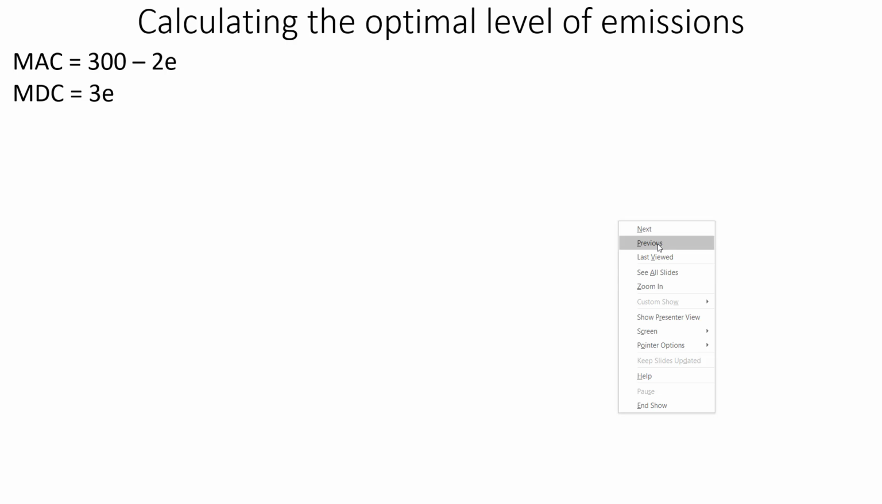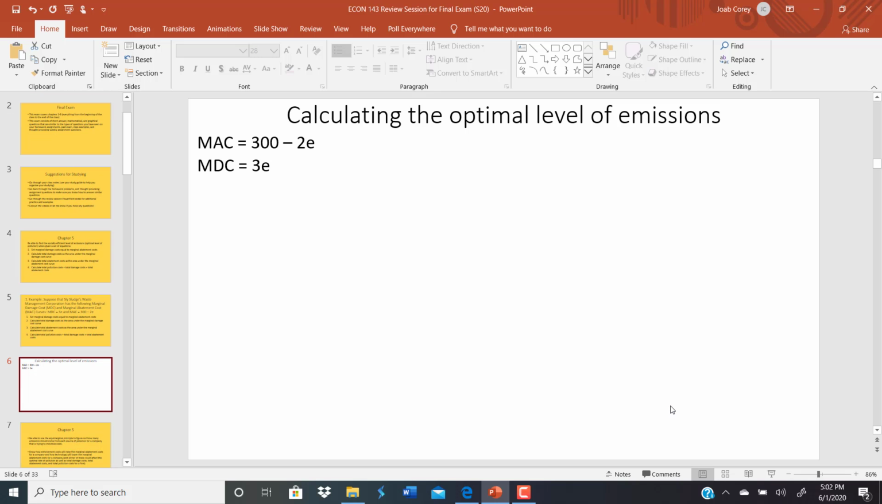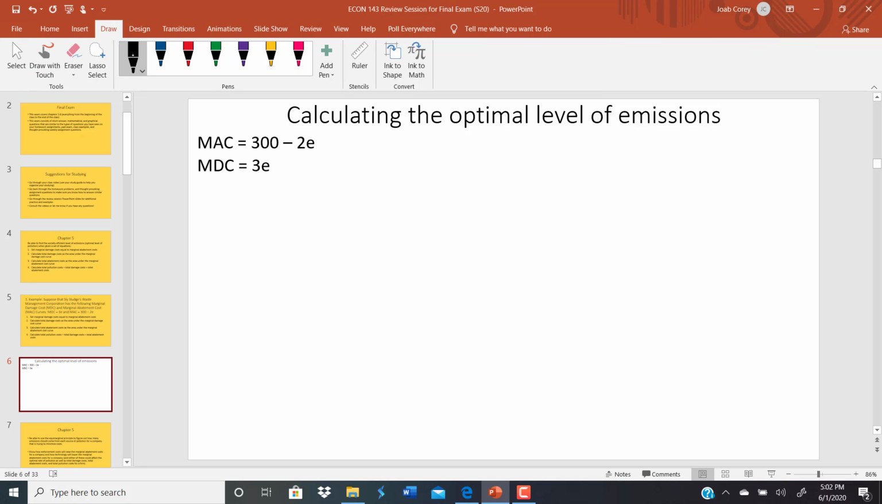I'm going to go ahead and exit the full screen mode. It's just easier to write with this pen in this mode here. So again, we have these two equations. You can go ahead and start drawing out your graph if you like, based on what those two equations are showing you.